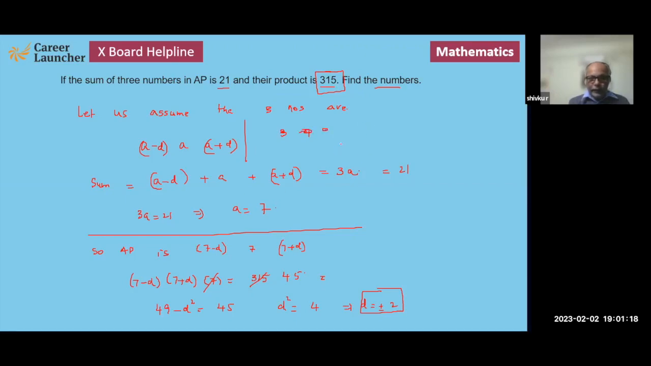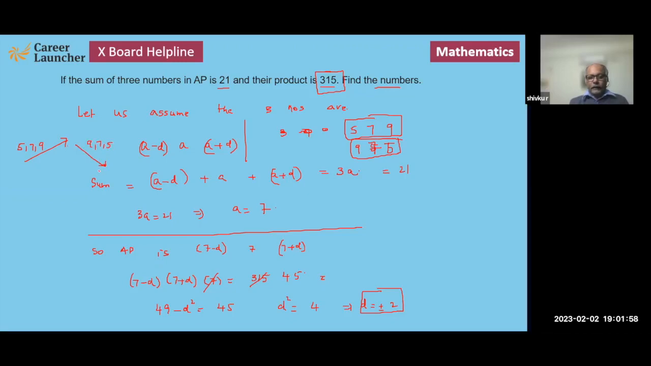D, so A ka value 7 hai, right? D will be, suppose I take my D is equal to plus 2, right? 5, 7, and 9. Or it could also have been 9, 7, and 5. Dono possible hai, right? So unless something is given saying that the 3 numbers are in a series, which is an increasing sequence 5, 7, 9, or if it was a decreasing sequence, the sequence would have been 9, 7, and 5.